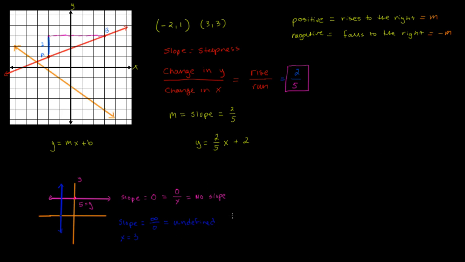All right. So when you're trying to find the slope of a line, you need to find the 2 points, figure out how far it rises or falls, and then figure out how far it changes left or right. And that will give you the slope of the line.